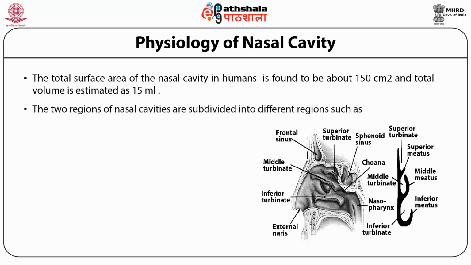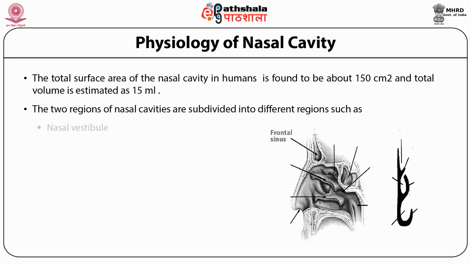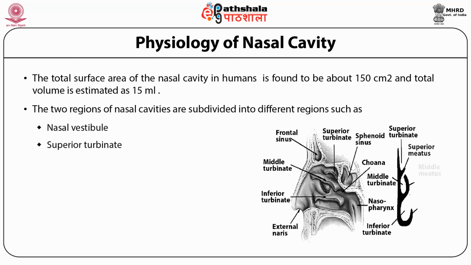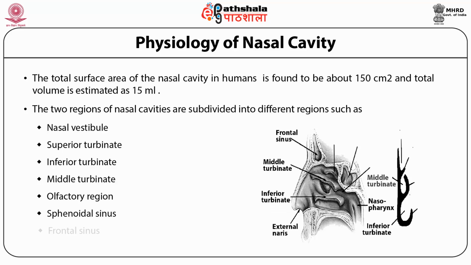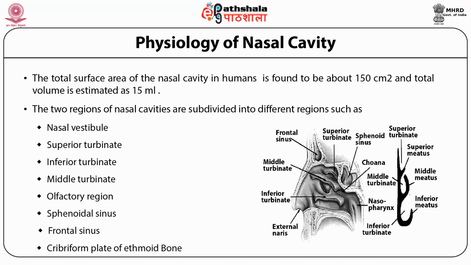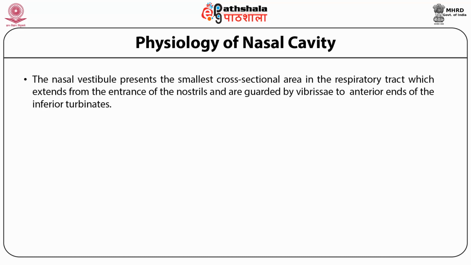The two regions of nasal cavities are subdivided into different regions such as nasal vestibule, superior turbinate, inferior turbinate, middle turbinate, olfactory region, sphenoidal sinus, frontal sinus, and cribriform plate of the ethmoid bone. The nasal vestibule presents the smallest cross-sectional area in the respiratory tract, which extends from the entrance of the nostrils and are guarded by vibrissae to anterior ends of the inferior turbinates.